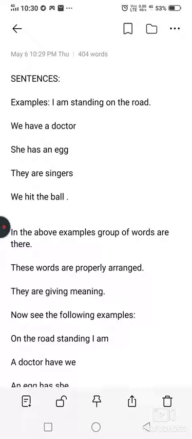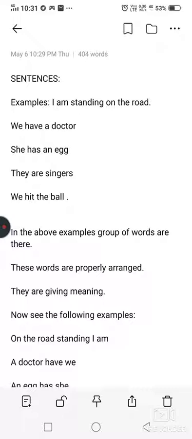Sentence is nothing but what? First of all, let us see examples here. Number one, I am standing on the road. Next, we have a doctor. Third, she has an egg. Next, they are singers. Next, we hit the ball.